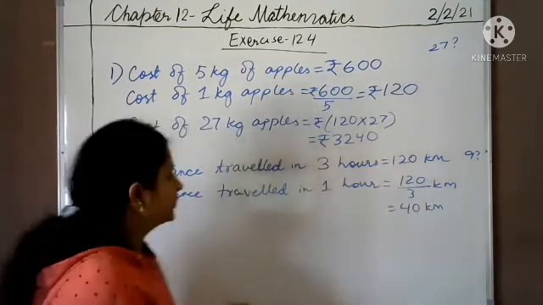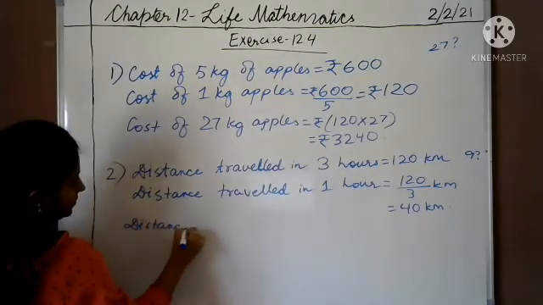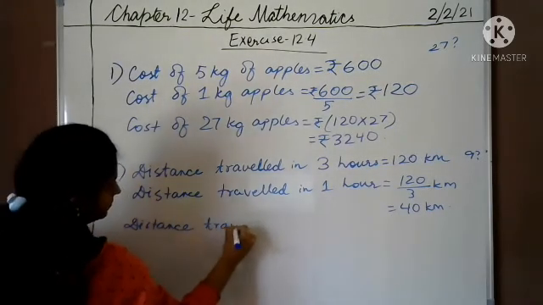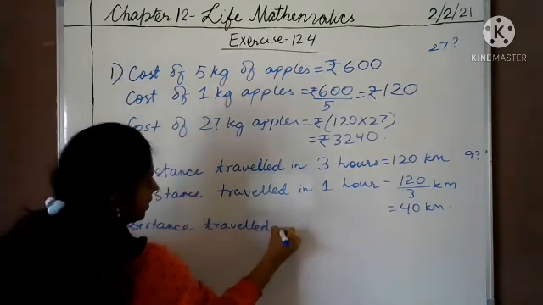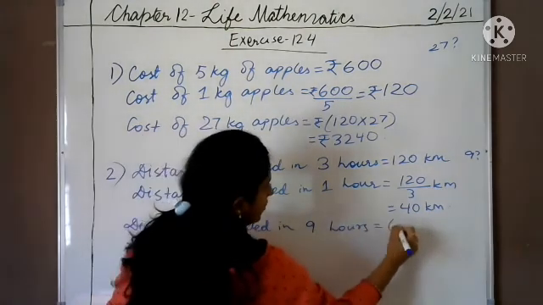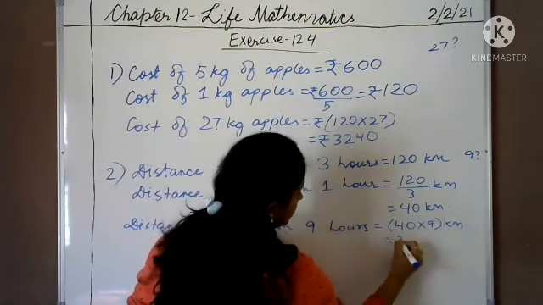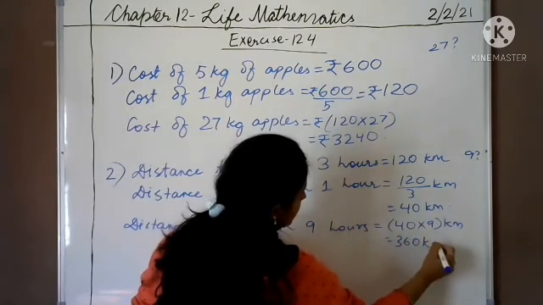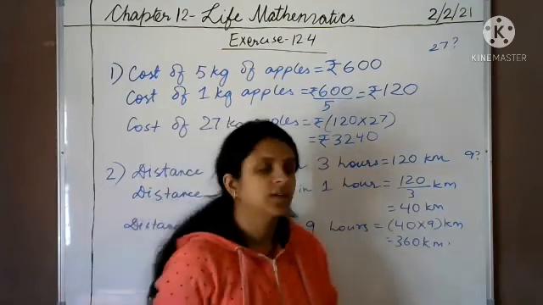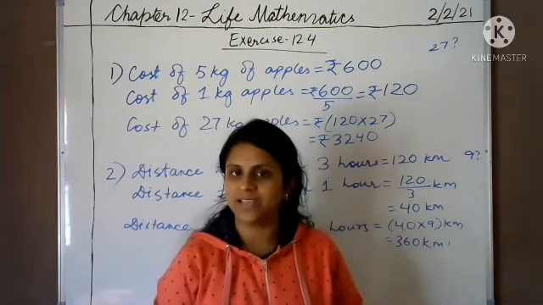40 kilometer. Now next, distance traveled in 9 hours is equal to 40 multiplied by 9, which is equal to 360 kilometers. So we have completed question number 2 as well. Now let's solve question number 3.